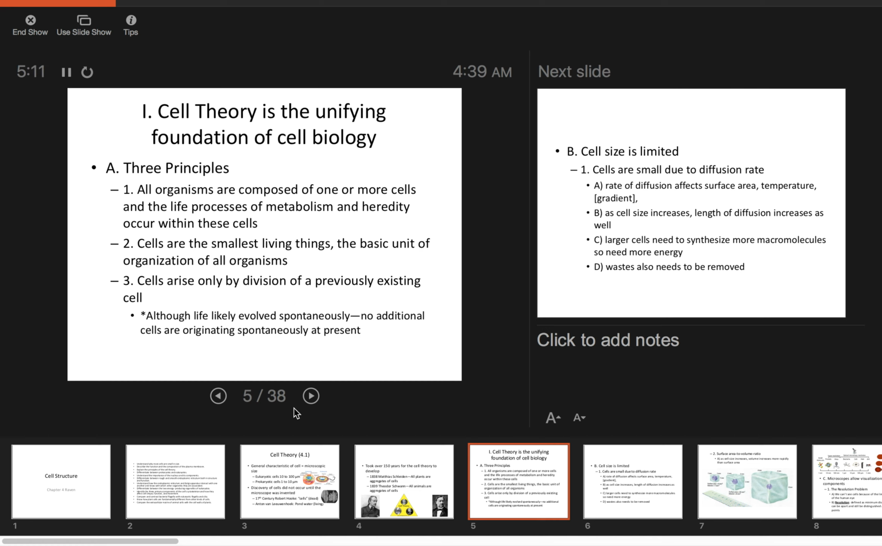Now I know we've talked a little bit about our hypotheses, where we've made the jump from chemical life to biological life. But this is where we're at right now.